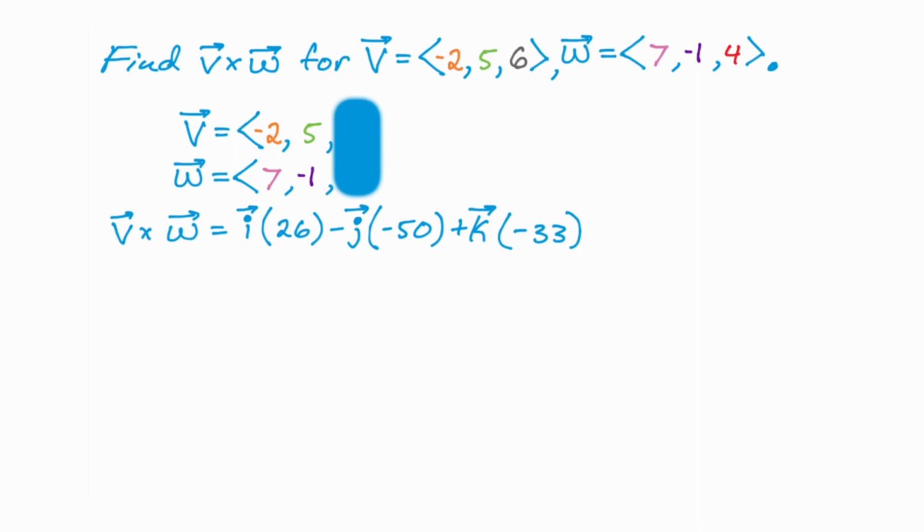The key thing is that I always stack them first, so it's less impressive than it looks when you kind of understand what I'm really doing there. Don't forget the minus j, and you will be totally fine. I'm going to write this in component form. 26, positive 50, negative 33.